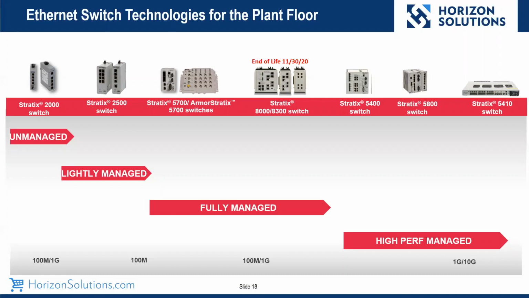The Stratix 5400 is our gigabit family, and then the 5800 switch, which is a new product that's not available yet, but it's soon to be released. And then we have our distribution switch 5410 family, which is the DIN rail switch.